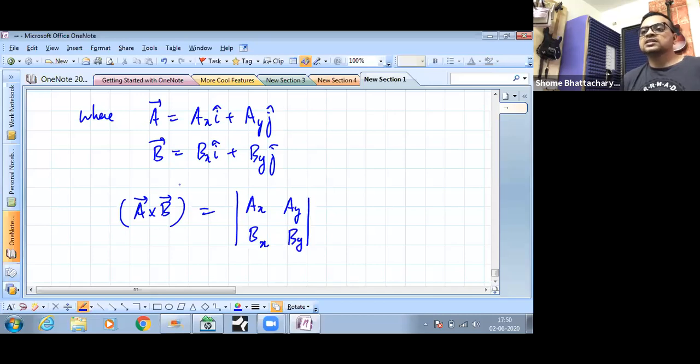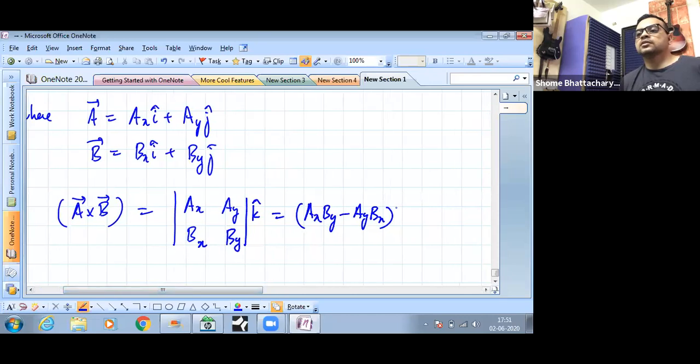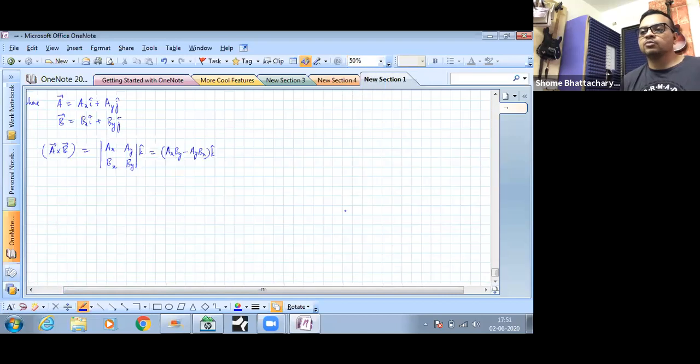And because these are in the xy plane, this has to be k. So the next step, this becomes ax by minus ay bx. So this is your shorthand trick for remembering the formula.